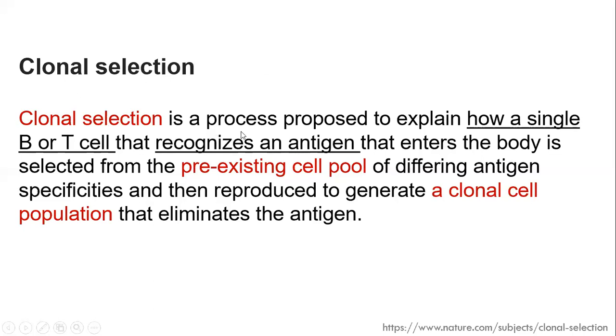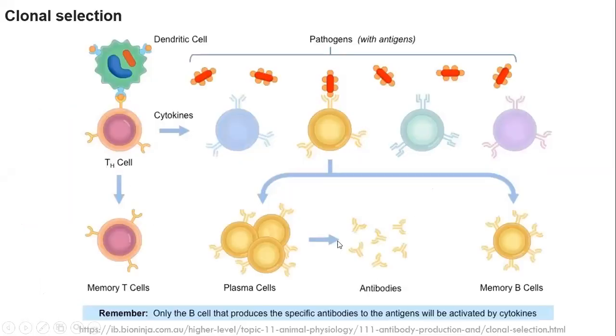Clonal selection is a process proposed to explain how a single B cell or T cell that recognizes a specific antigen that enters the body, from a pre-existing cell pool, which we will talk about later, recognizes that antigen, then goes into an exponential way producing a clone of cell population for that specific antigen that eliminates the antigen further.